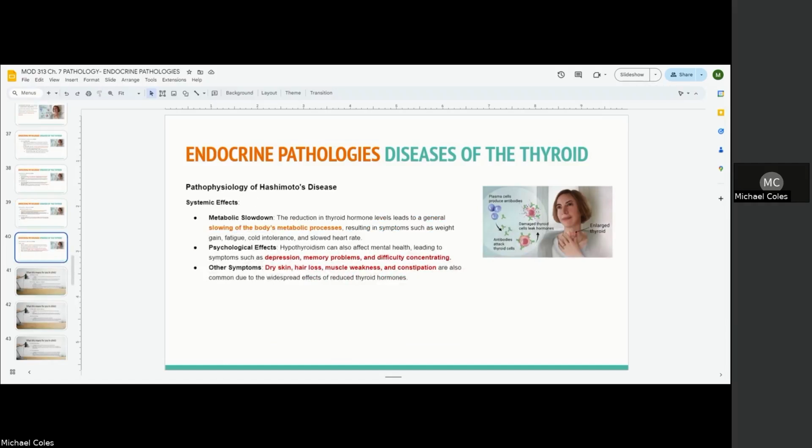Okay, this is going to slow down metabolism. So you're going to have weight gain because you can't burn the fat off. You can't burn the energy. You're going to be fatigued a lot. You're going to have cold intolerance, right? And you're going to have a slower heart rate, more of that bradycardia. Depression, memory problems. You can't concentrate. Dry skin, hair loss, muscle weakness, constipation, right?